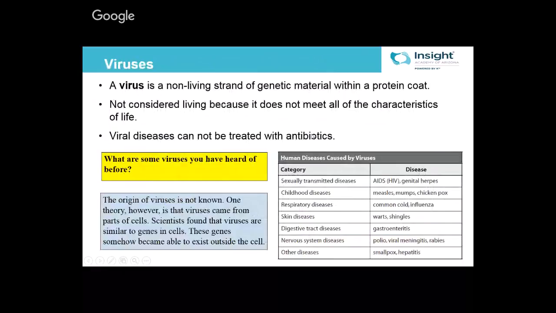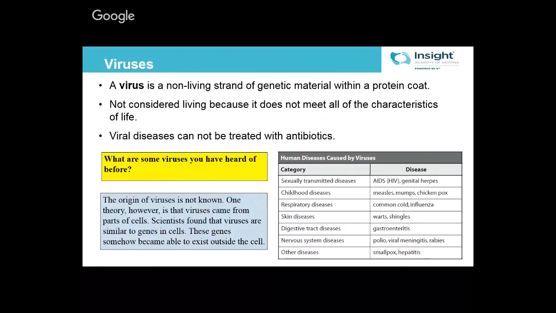Okay. So next we're going to talk about viruses. A virus is a non-living strand of genetic material with a protein coat. It's not considered to be living because it does not meet all of the characteristics of life. We talked about the characteristics of life in the first biology class, Biology A or semester 1.